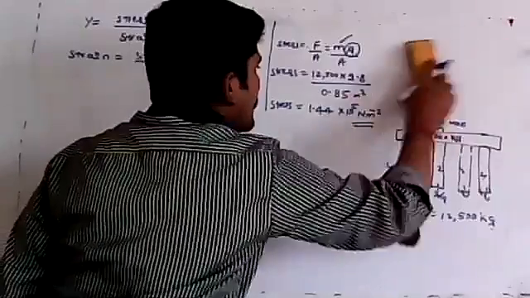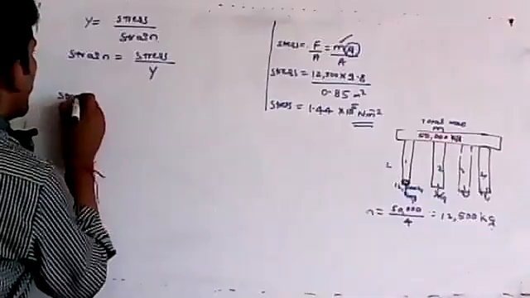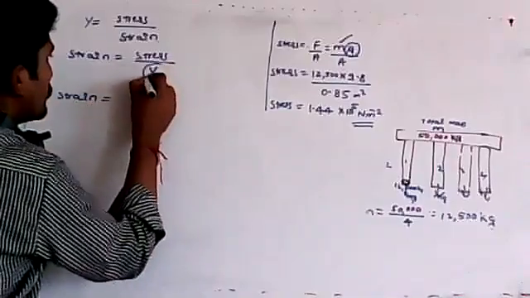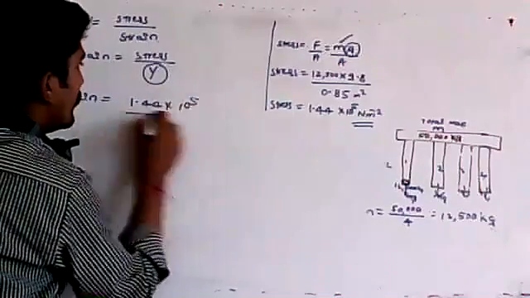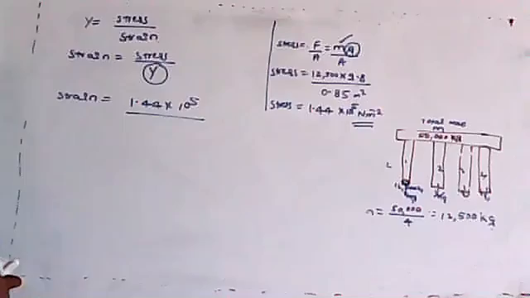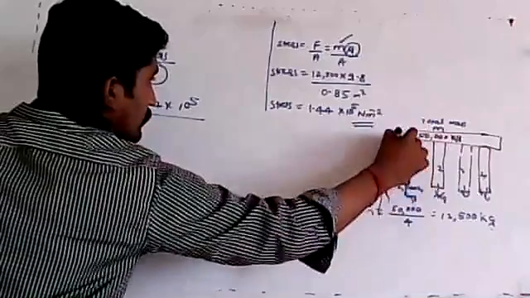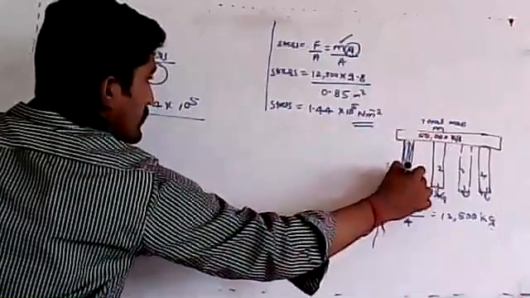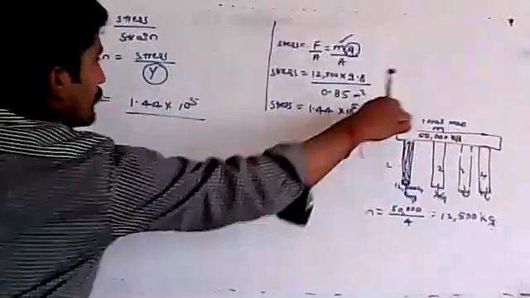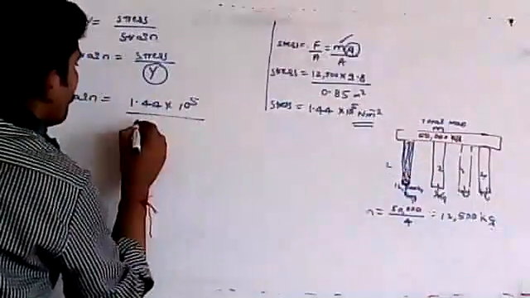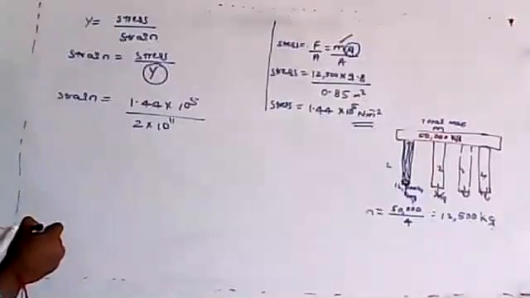Now it is a bit easy to solve. Remember, once we know the stress value, can we calculate the strain? Why? Because we know this value, 1.44 into 10 raised to 5, divided by the Y value. We already know the Y value for the steel rod, because these columns consist of a number of steel rods. So that is 2 into 10 raised to 11, you will get, isn't it?